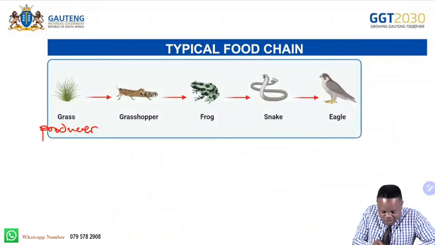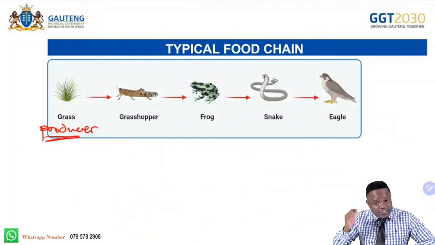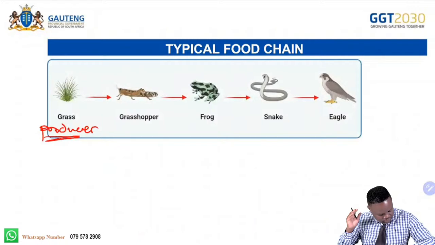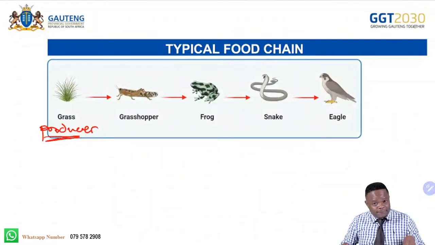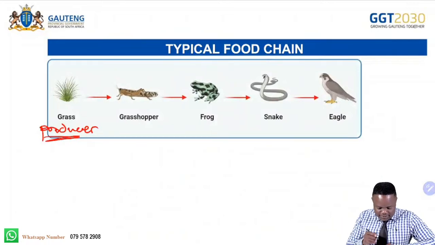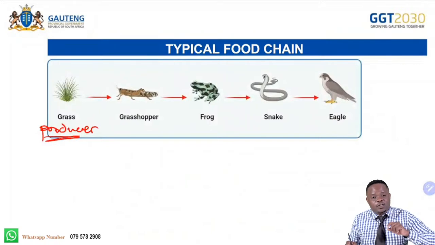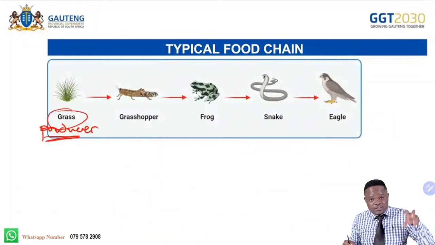So if we ask you to construct a food chain and you don't start with the producer, then that food chain is wrong. So always start with a producer. That can be a plant, okay, a green plant. So there is our food chain. It starts there. And then the plant is going to be eaten by something. In this case, it's a grasshopper, right? So now when you're writing your food chain, I've got grass, which I said is my producer.